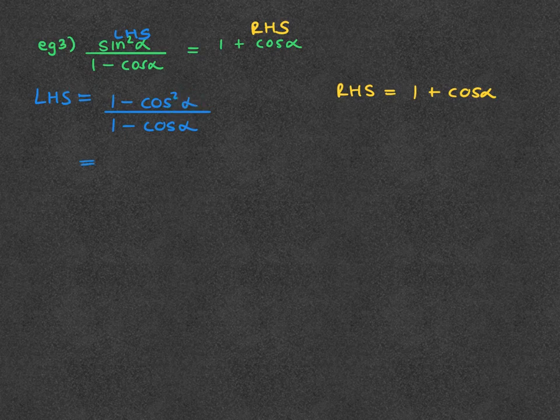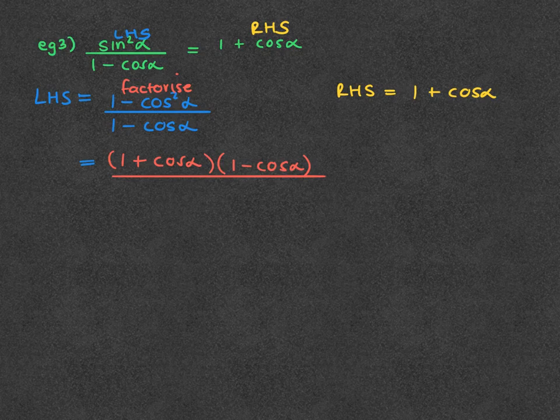So that numerator, we factorize. Let's write that down. We're going to factorize. And the method of factorizing, it's a difference of two squares. So 1 plus cos alpha, 1 minus cos alpha, and we have that all over 1 minus cos alpha.